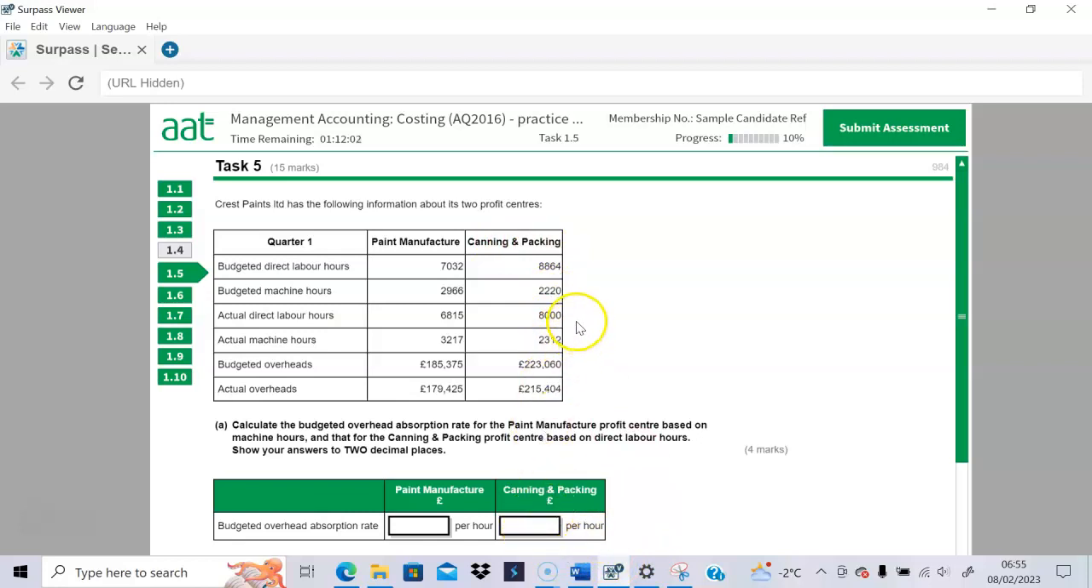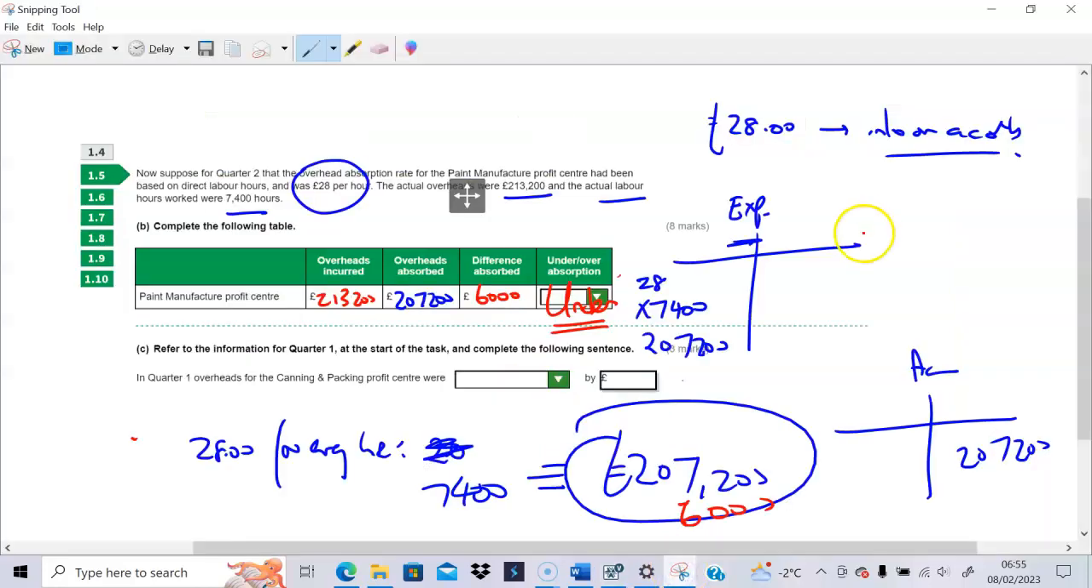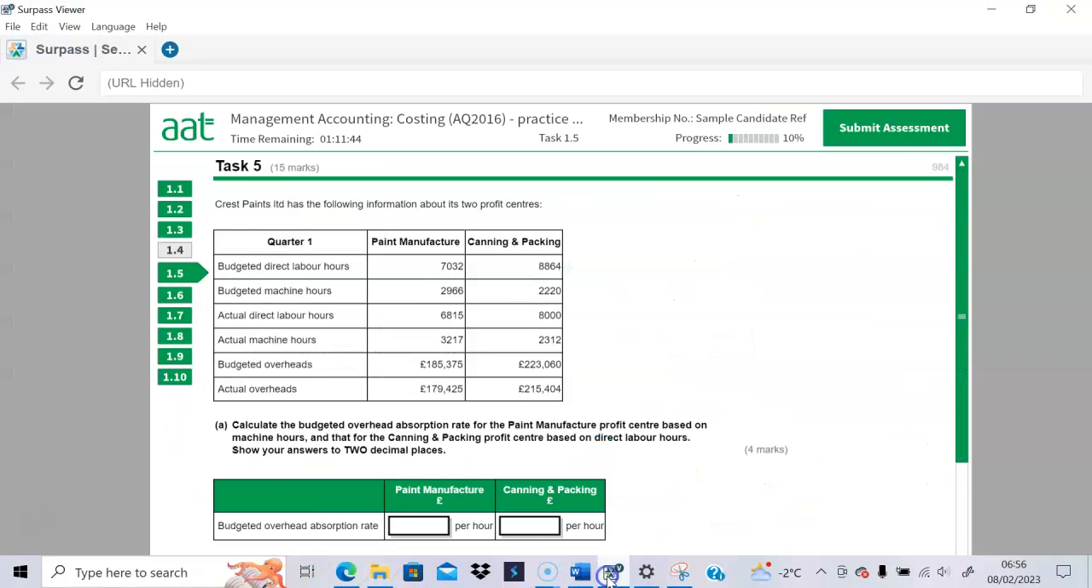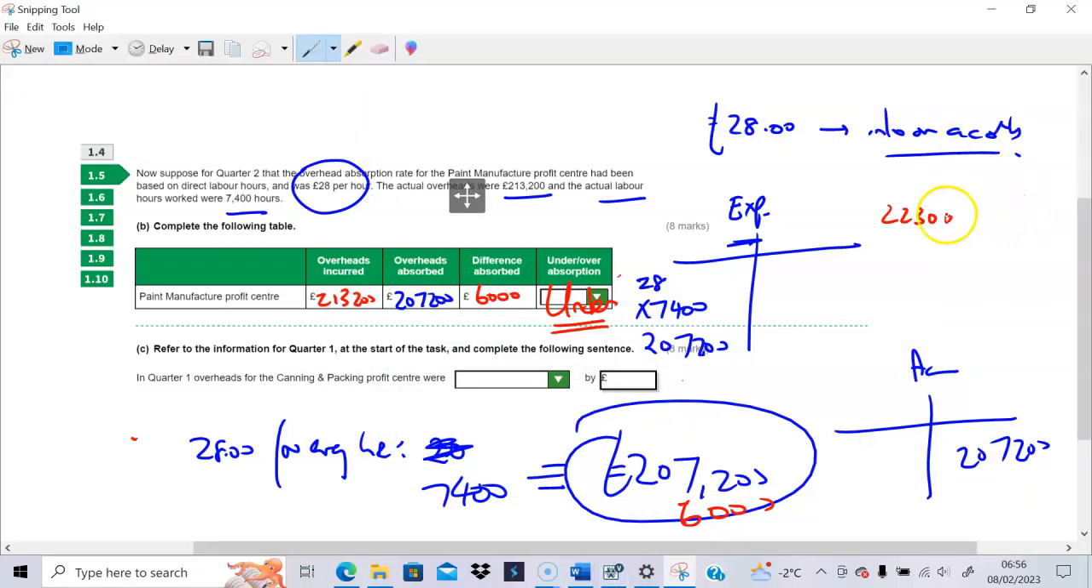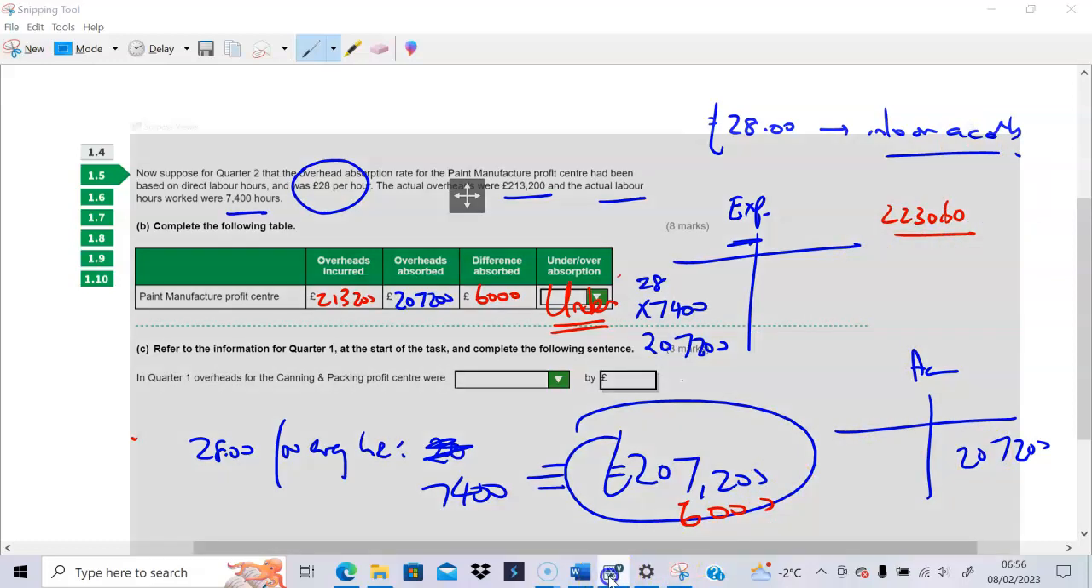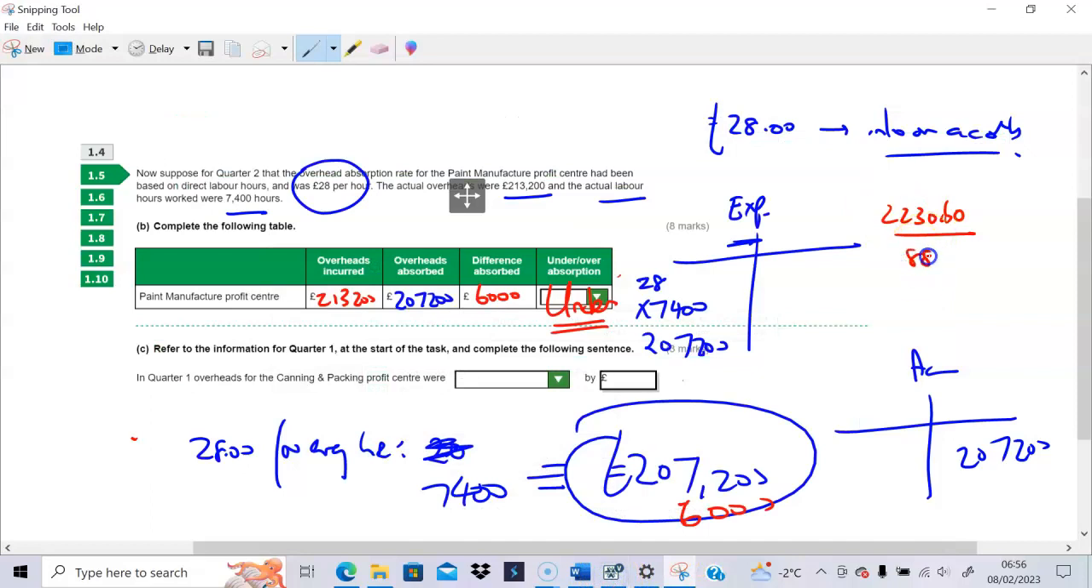And that figure, if you remember, we found by dividing the budgeted overhead of 223,060 by the 8,864. We did that. That gave us the figure 223,060 divided by 8,864, which gave us our 25.16, right? So 25.16, that's our running figure.